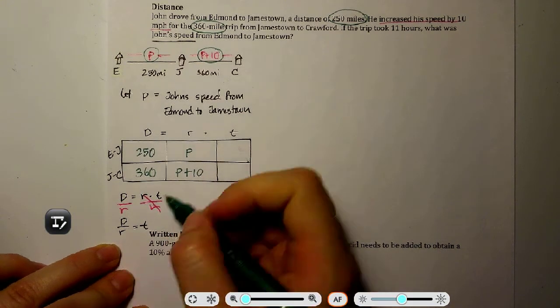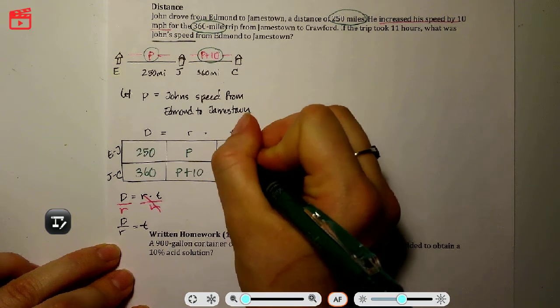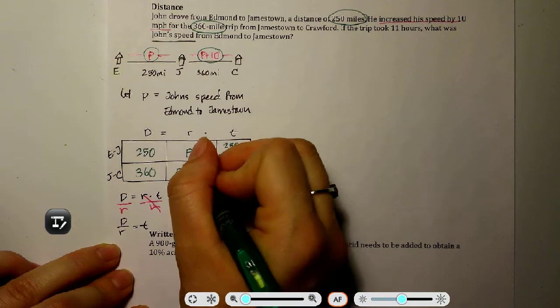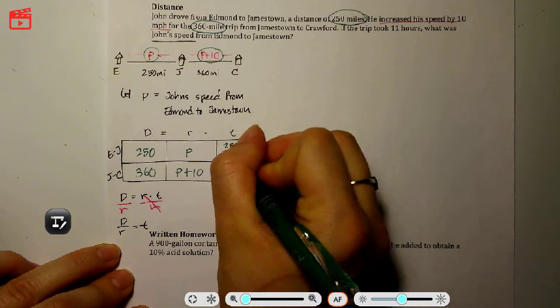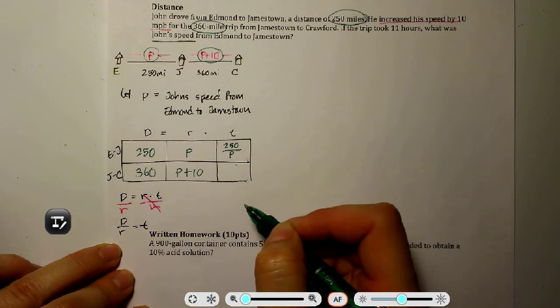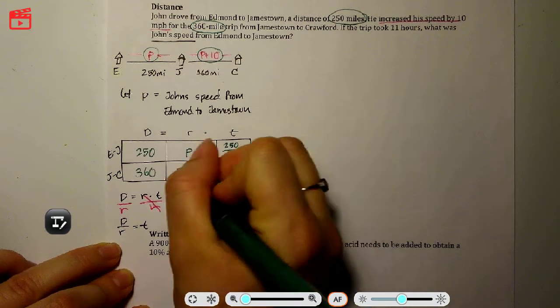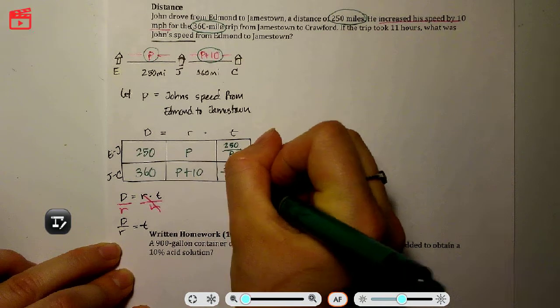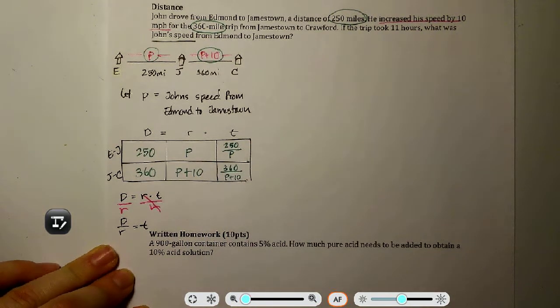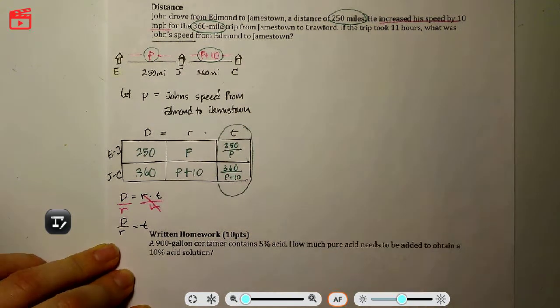So D over R, that's going to be our D value, 250, divided by my rate, which in our case is P. Okay, go try to fill out this box. Filling that out, it's going to be our distance, 360, divided by our rate, which is P plus 10. All right, and the last box we fill in, we are going to use for our equation.